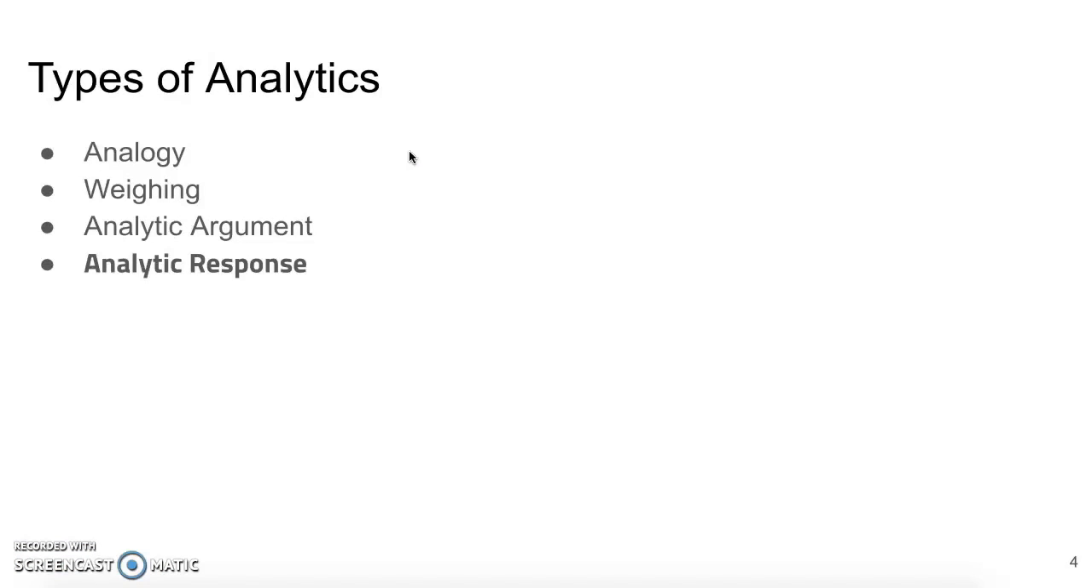So these are the types of analytics. First, we start with analogies, which are basic comparisons that allow the judge, or even sometimes your opponents, to understand your argument and to better understand the debate itself. It's important to remember to keep these analogies simple in order for the judge to understand them.